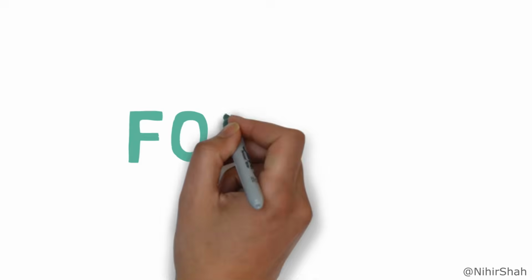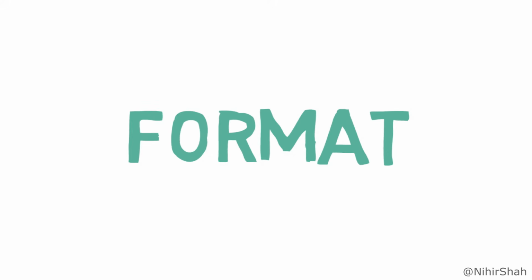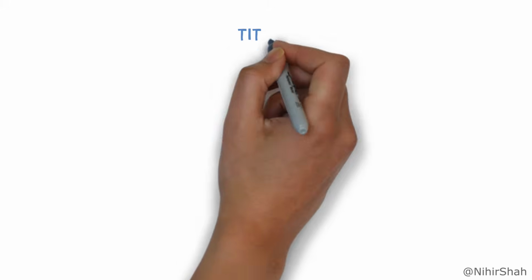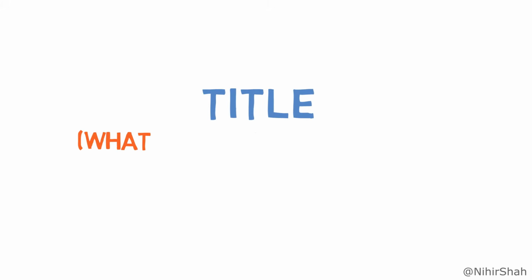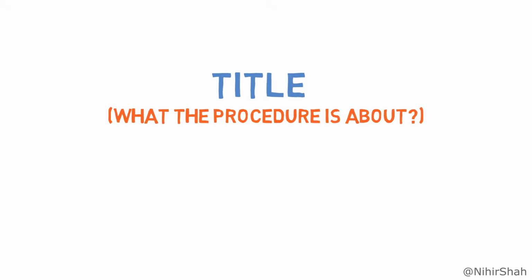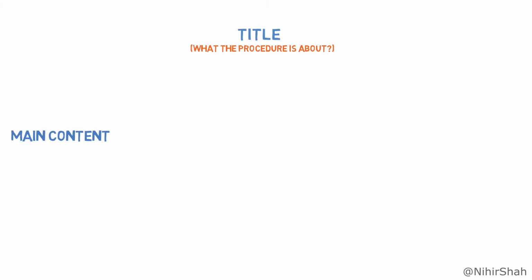Now, let's look into the format of procedure writing. Procedure writing consists of two main sections. Number 1. Title. The title should give the reader a clear idea of what the procedure is about. And number 2. Main content. The main content is further divided into three components.